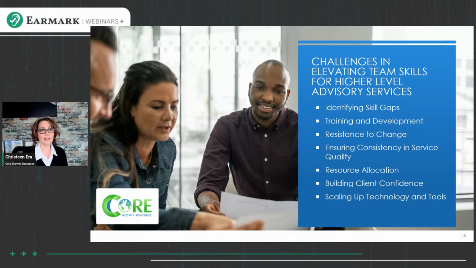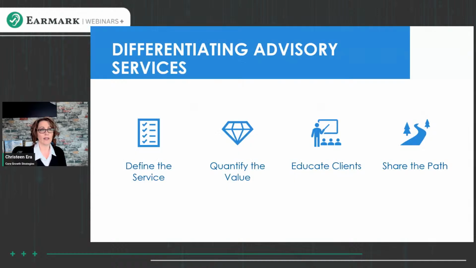And then lastly, scaling up technology and tools. We have a lot of resources in this industry. So adopting new tools and technologies that the team isn't familiar with can be daunting, right? But by investing in the right program and the right training, and making sure it's thorough training, we can get everybody up to speed and close that gap quickly.